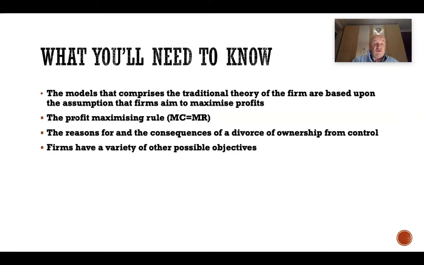Obviously, firms don't just have profit maximization as the only objective. It's probably the most common. However, there are other objectives that we need to consider and need to be aware of. We also need to understand the satisficing principle. That's not spelt wrong, that is actually spelt correctly. The satisficing principle, which sort of relates back to this consequence of a divorce between ownership and control. So that's something that we'll look at also in a bit more detail.